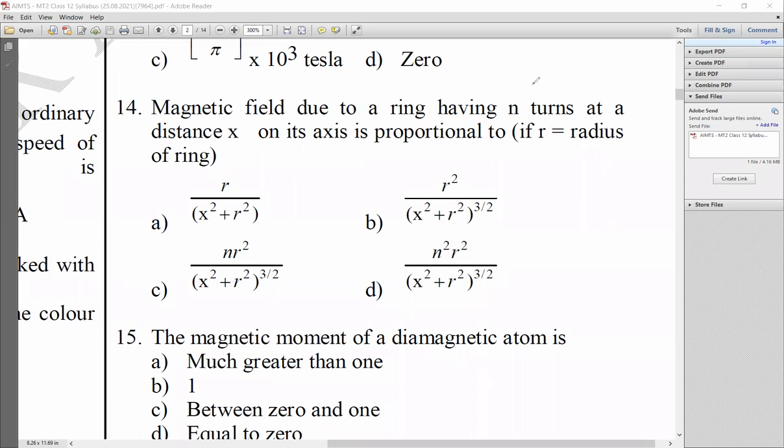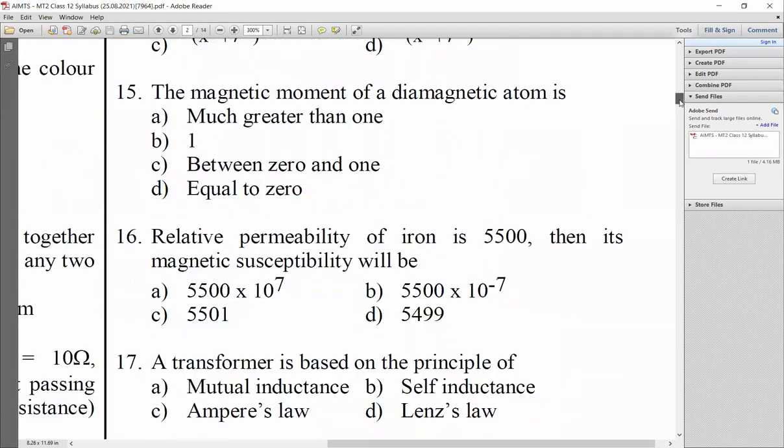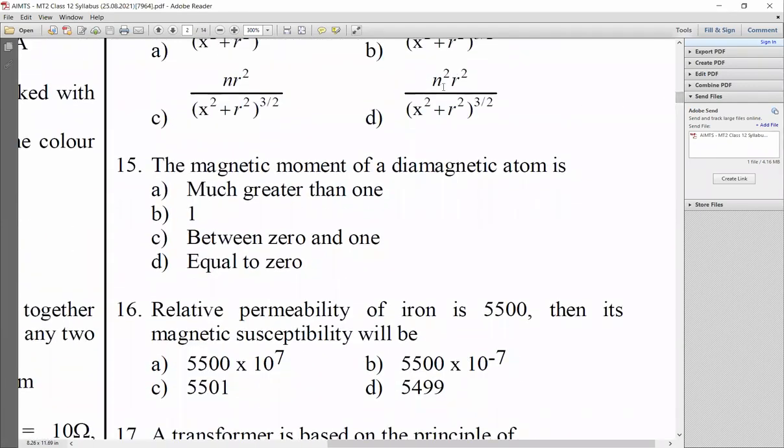Number 15. The magnetic moment of diamagnetic atom. See, I want magnetic moment of diamagnetic atom. So it will be between 0 and 1. See, diamagnetic atom has paired number of electrons. Diamagnetic substance have paired number of electrons, so net magnetic moment will be equal to 0.